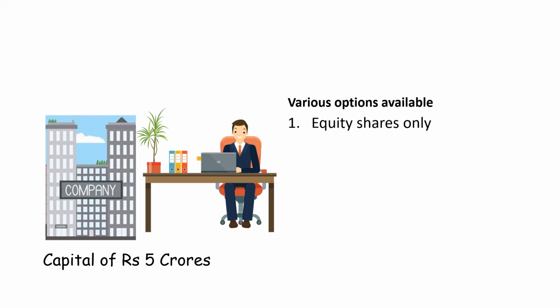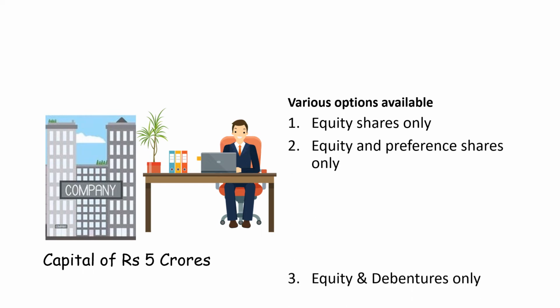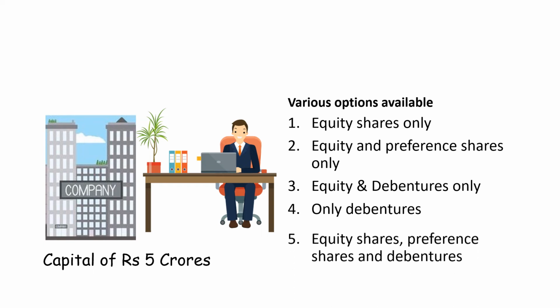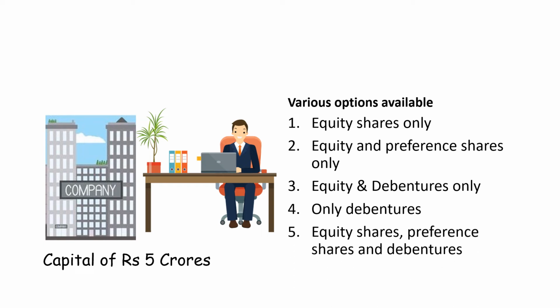He can either raise the funds through the issue of equity shares or through the issue of both equity and preference shares or through the issue of equity and debentures only, or he can raise the funds only through the issue of debentures, or also he has the option of raising the funds through the combination of equity shares, preference shares and debentures. The finance manager has to select the optimum capital structure for his business that will benefit him the most by maximizing the value of the shares as well as the value of the firm and thereby reducing the cost of capital.